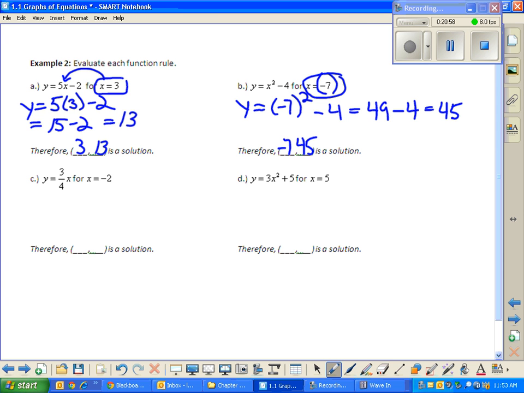It's in this way that functions are like machines. You can put a number in and get a number out. What's up?